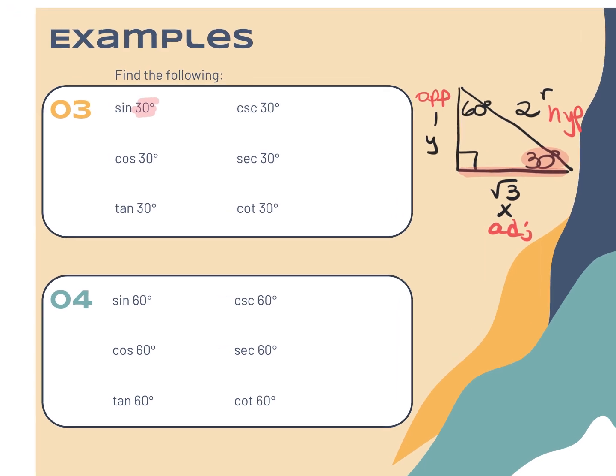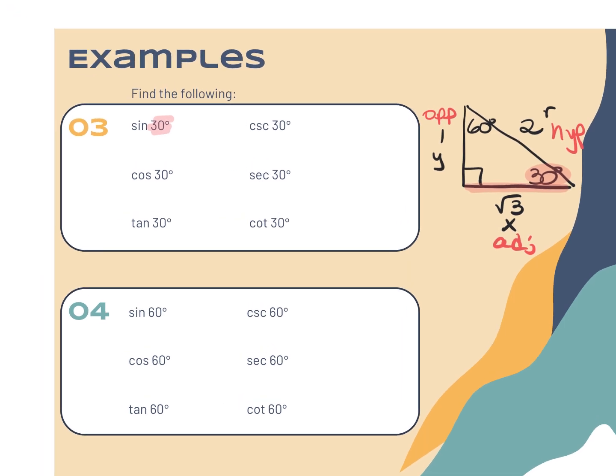So for sine and its reciprocal, here I'm going to be doing the SOH. So I'm going to do opposite over hypotenuse. So 1 over 2. And then reciprocal, flip it, 2 over 1, and cosecant is 2.